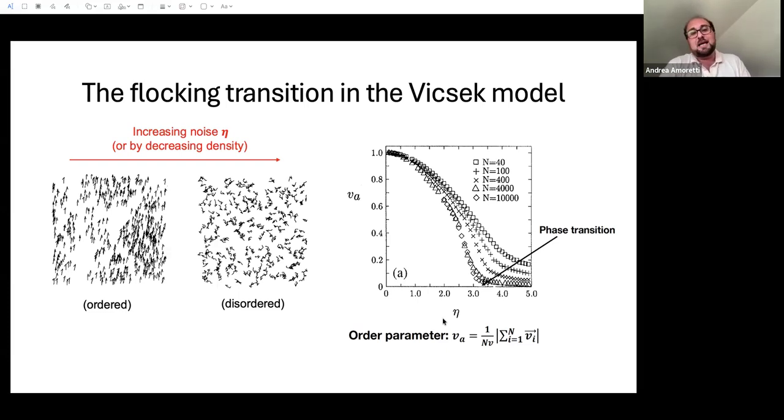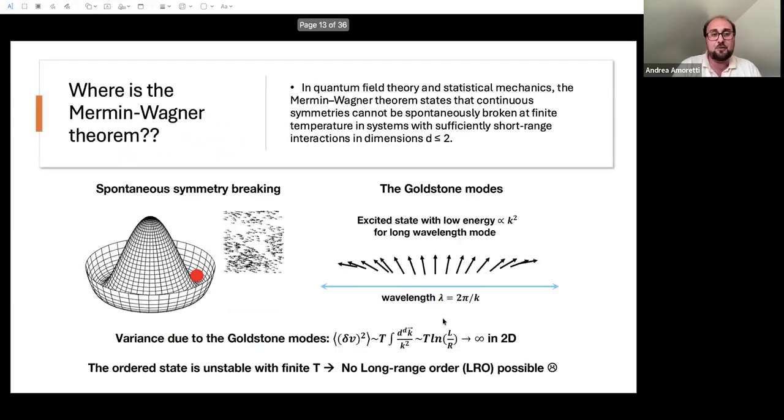So when the Vicsek model first appeared, it was mostly a two-dimensional model. That's because they were interested mostly in bacteria, which move basically on surfaces, so they were interested in describing a system which lives in 2D. And in 2D, you have a theorem from quantum field theory and statistical mechanics, the Mermin-Wagner theorem, which states that a continuous symmetry cannot be spontaneously broken at finite temperature in systems with sufficiently short-range interactions in dimension lower than or equal to 2.